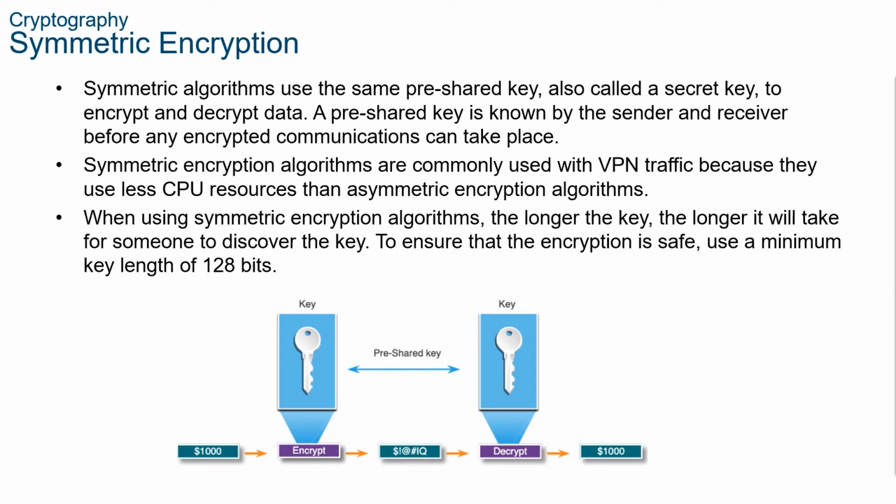Let's dig into symmetric encryption. Symmetric algorithms use the same pre-shared key to encrypt and decrypt data. A pre-shared key, also called a secret key, is known by the sender and the receiver before any encrypted communication can take place. To help illustrate how symmetric encryption works, consider an example here.